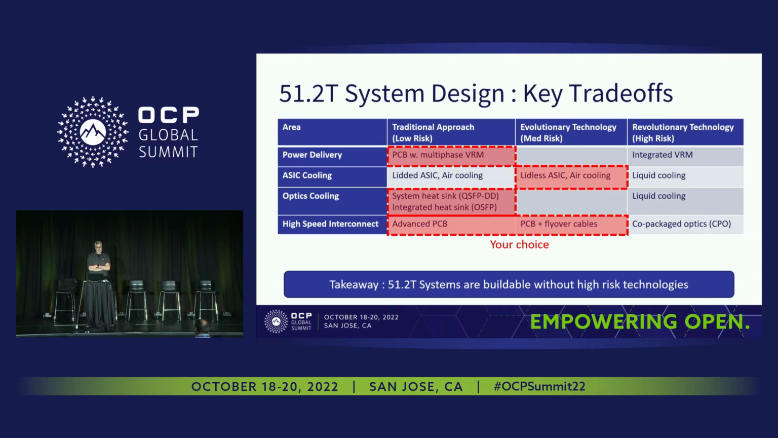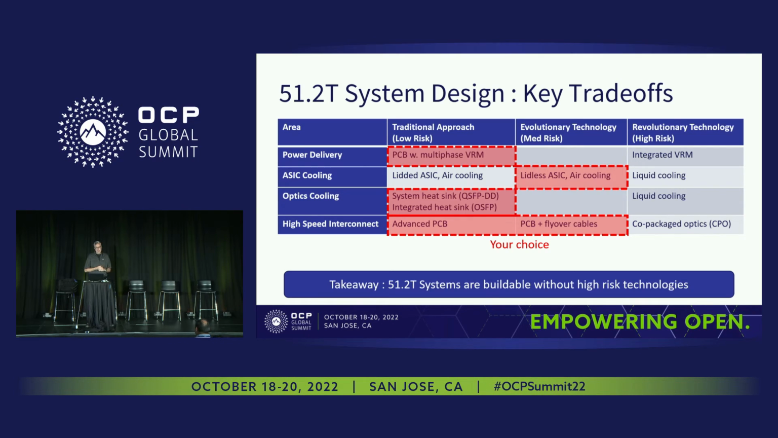On the optics cooling side, I think we have two great choices in terms of the QSFP-DD and OSFP form factor with the trade-offs we discussed earlier. So there's no need for necessarily liquid cooling those. We think we've proven we can cool up to about 30 watts in either form factor.